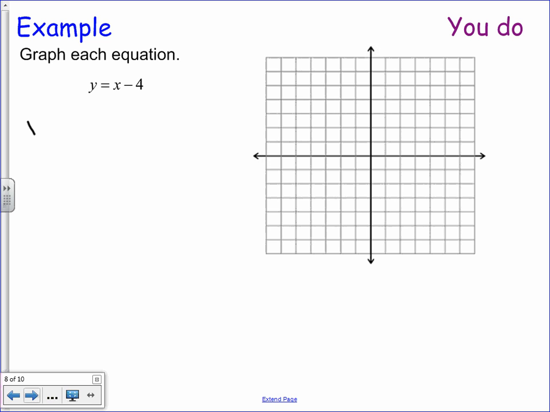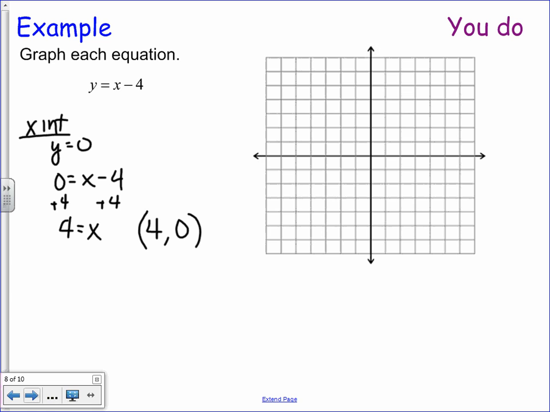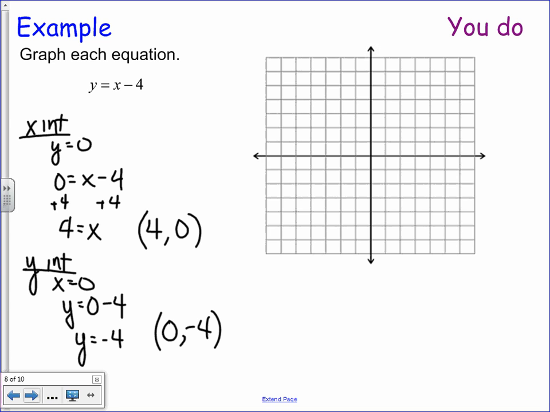So we've got the x-intercept. We're going to let y equal 0. So at 0 equals x minus 4, we're going to solve for x. We add 4 to both sides. So we have 4 equals x. So this point here is going to be 4, 0. The y-intercept is going to be at x equals 0. And we have y equals 0 minus 4. So y is equal to negative 4. So the point is going to be 0, negative 4.